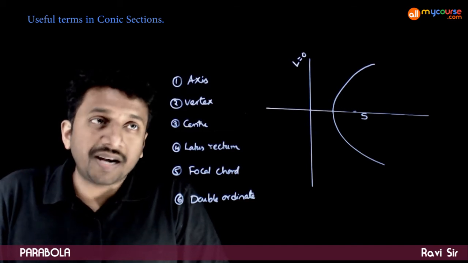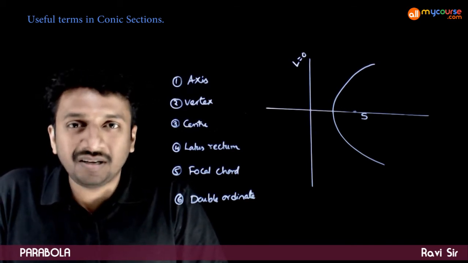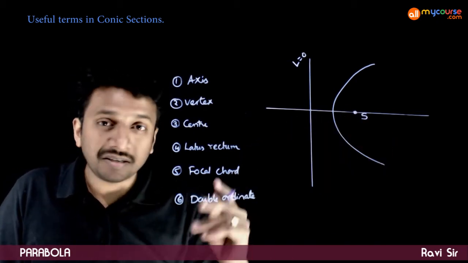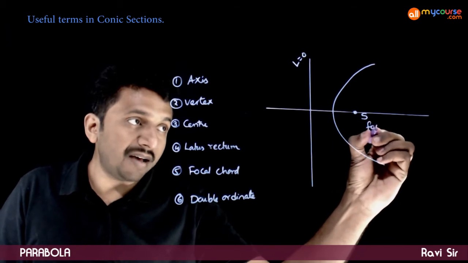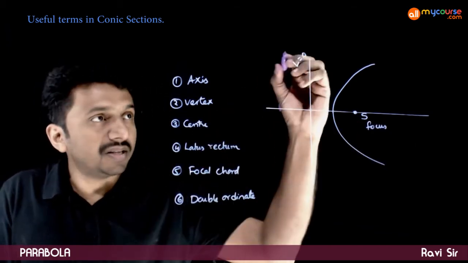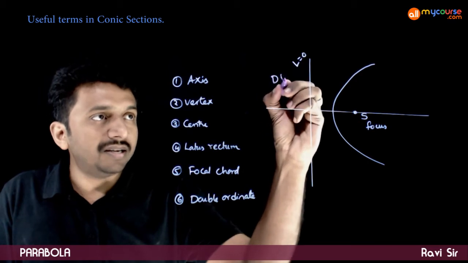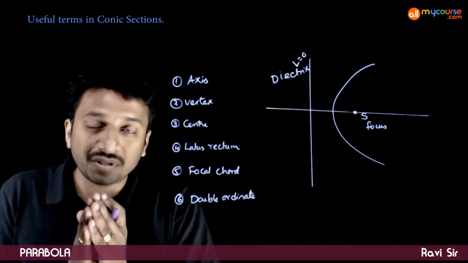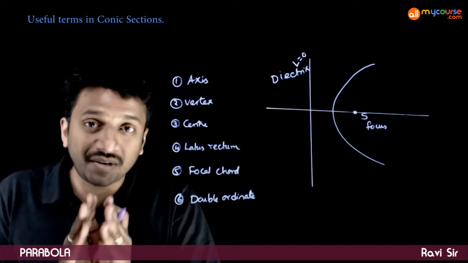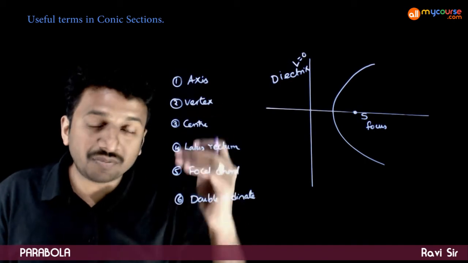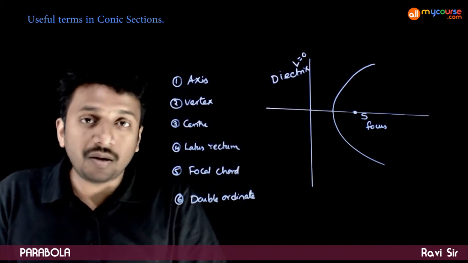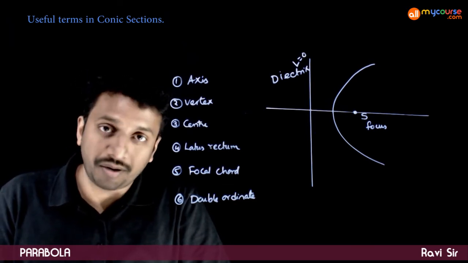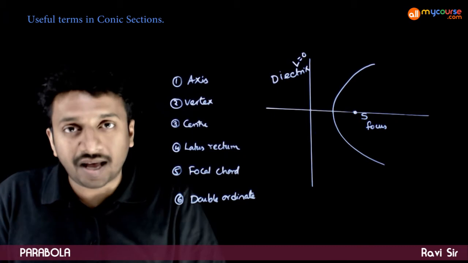So in this video, let us look at some useful terms in conic sections. We have already seen that the fixed point that we have for a conic is called the focus, the fixed line is called the directrix, and the fixed ratio that we use is called the eccentricity. So these are three terms that we have already learned. Now there are six more terms, which are axis, vertex, center, latus rectum, focal chord, double ordinate. So let us see what these are.